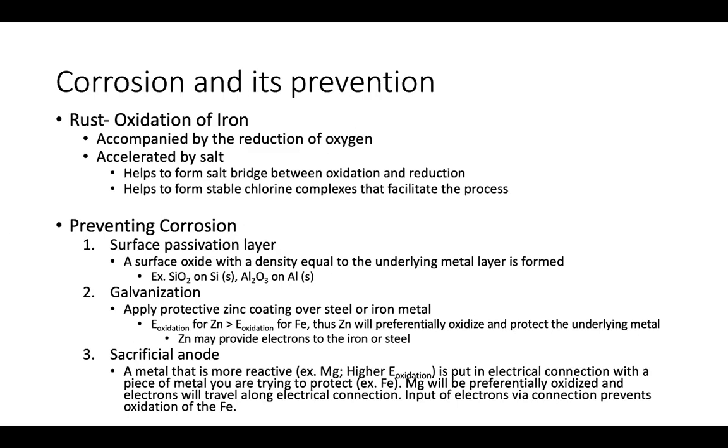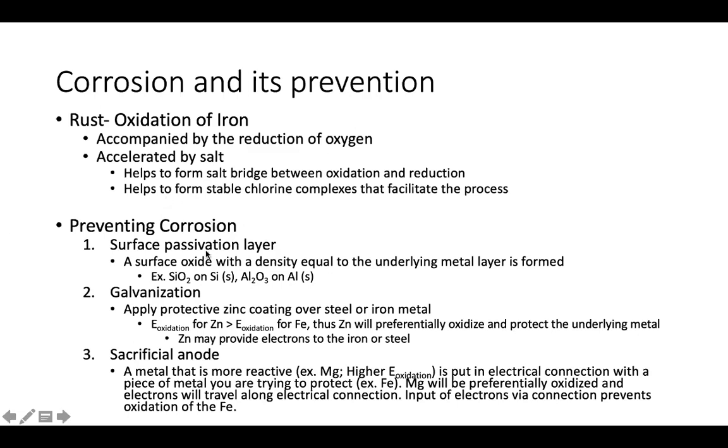Now, I think the part that could have a higher chance of coming up on the exam from this last video is ways to prevent corrosion. Three different ways to prevent corrosion were talked about. The first is through a surface passivation layer. This occurs where a surface oxide with a density equal to the underlying metal layer is formed.